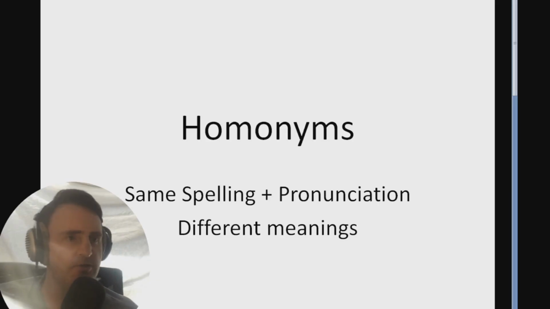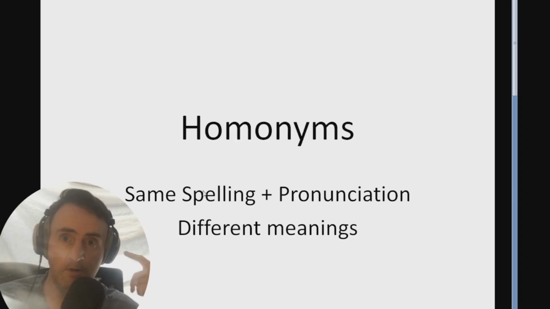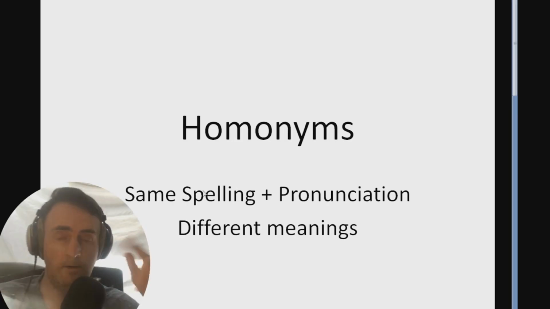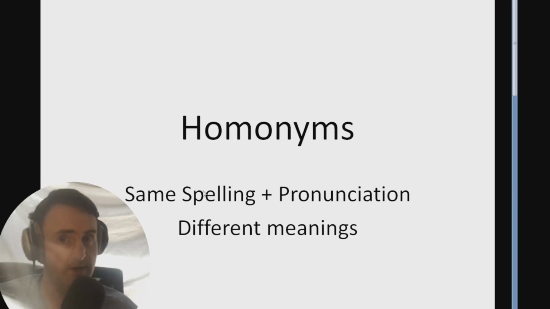And today, as you can see, we're looking at homonyms, which are quite tricky. So they look the same, the spelling is the same, and the pronunciation is the same. So you'll read it and hear it the same, but there's a different meaning. So you might hear it and someone's talking about one thing, but they mean a kind of different thing.